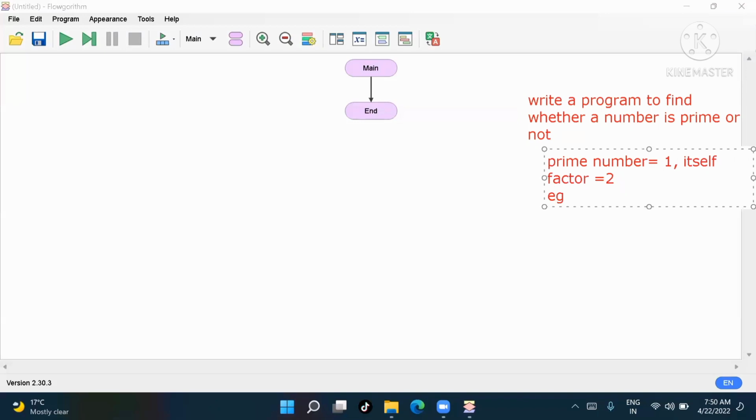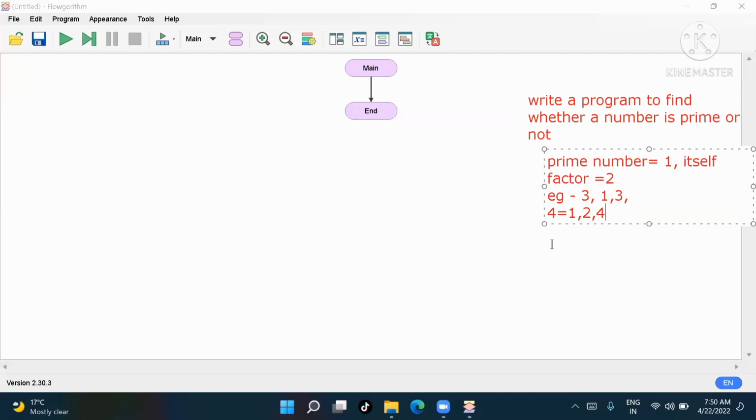For example, we'll take 3. What are the factors of 3? 1 and 3, right? This is a prime number. If we take the example of 4, then what will it be? 1, 2 and 4. There are 3 factors, so this is not a prime number. The factors should be only 2 for a prime number, right? And the remainder should be 0. And that number is known as a prime number.